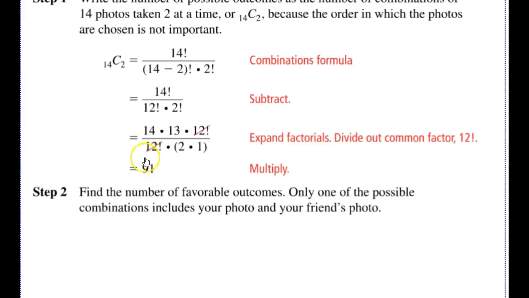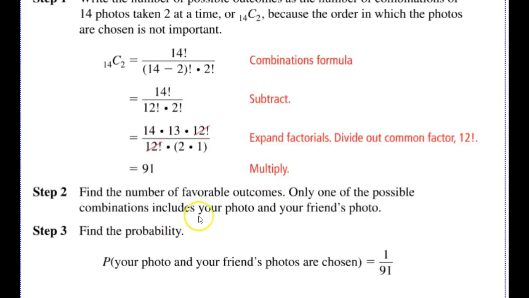So there's 91 here. Then I want to find the number of favorable outcomes. Only one of these possible combinations includes my photo and my friend's photo. So I now have to find the probability. So the probability that both of our photos are chosen is going to be 1 divided by 91. First I just have to find out how many total possibilities there are, and then I know that there's only one of those possibilities where both of our pictures are at the top, so then I can find the probability from there.